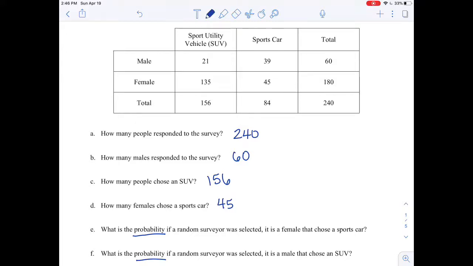Okay. Notice that none of these were probabilities. Probabilities, again, have to be values between 0 and 1, or fractional values that represent decimals between 0 and 1. These are just amounts. If I wanted to actually use this to now calculate a probability, I have to take the number of people that satisfy a situation and divide it by the total number of people who responded. So all my probabilities are going to be something over 240.